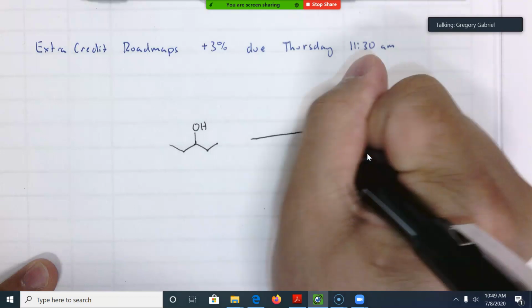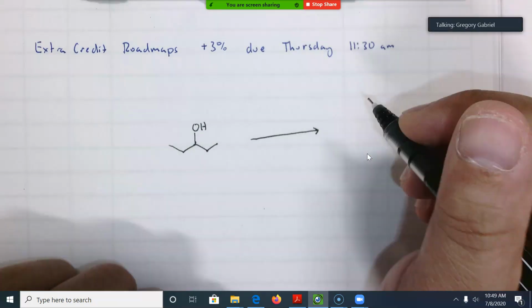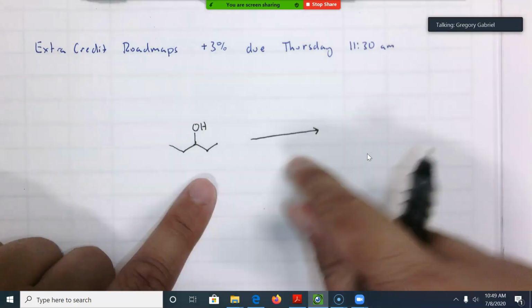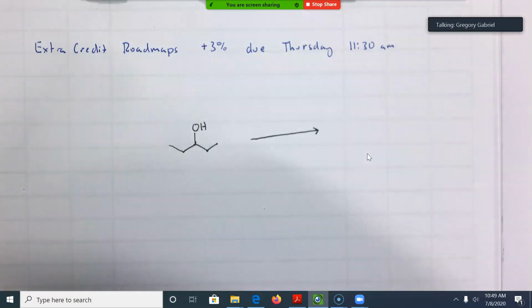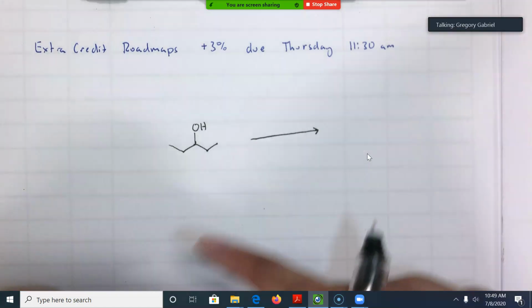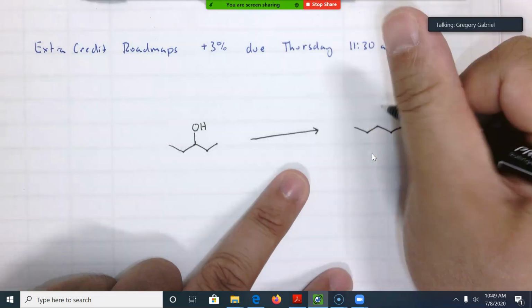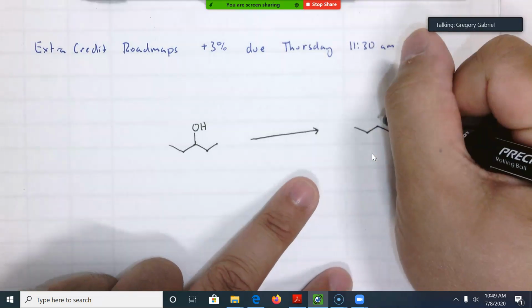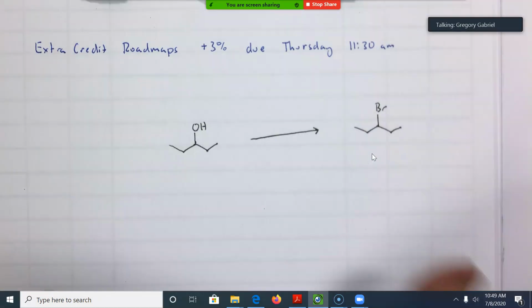You're copying this, and you're going to fill in the arrows. Now, if there's more than one way to do the transformation, then you only have to put one way. You don't have to put all the ways. We've been working with chlorines. Why don't we work with a bromine? So how do we convert this alcohol to a bromine?